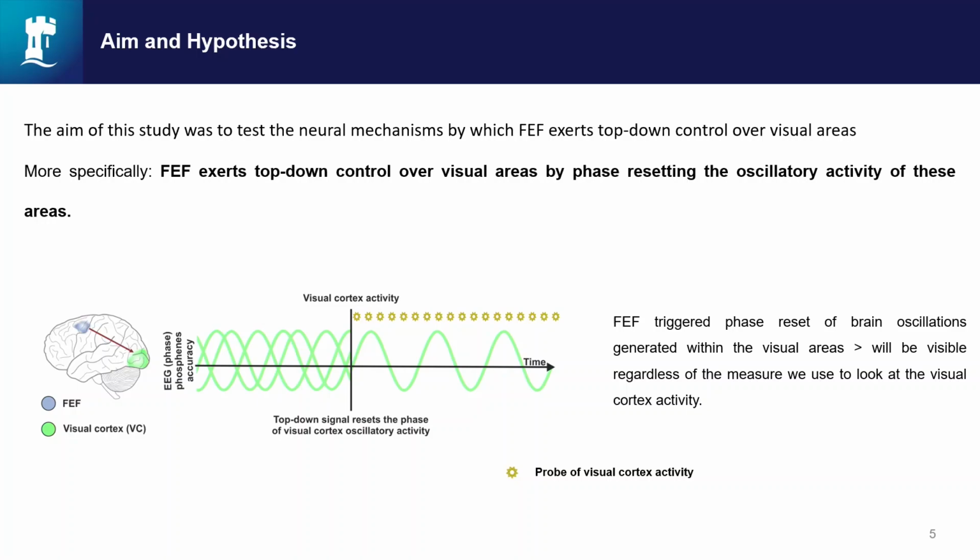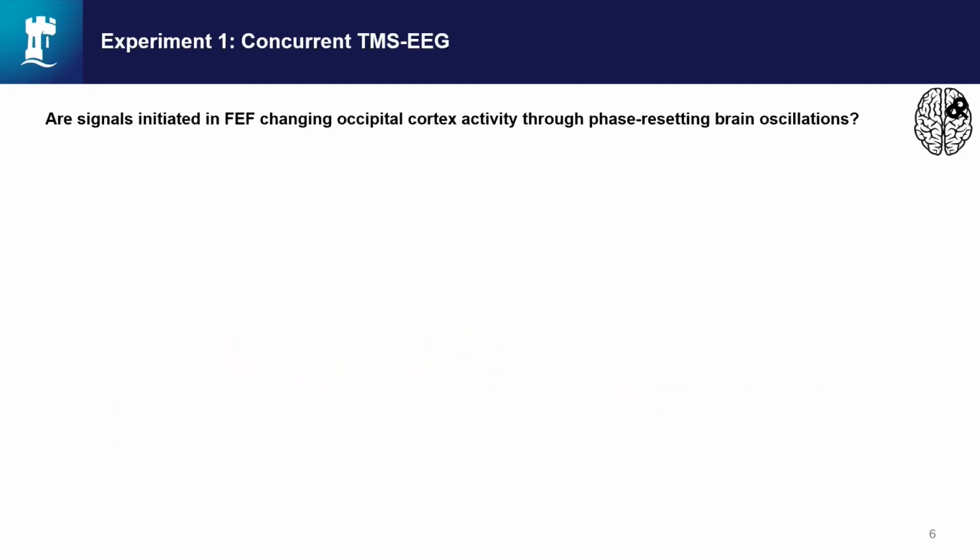So if this is true, we thought, okay, it doesn't matter how we are going to measure what's happening after this signal reached the visual cortex, we should always be able to find an oscillation. And I will explain this better in a minute.